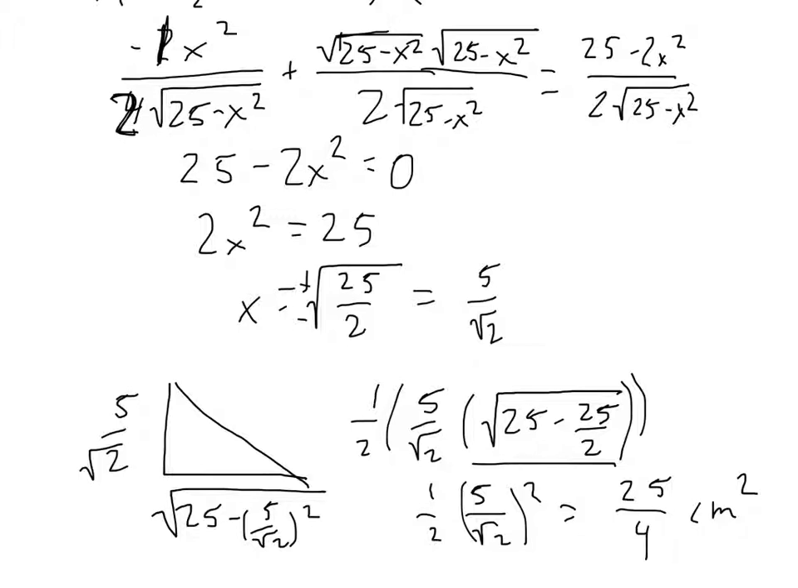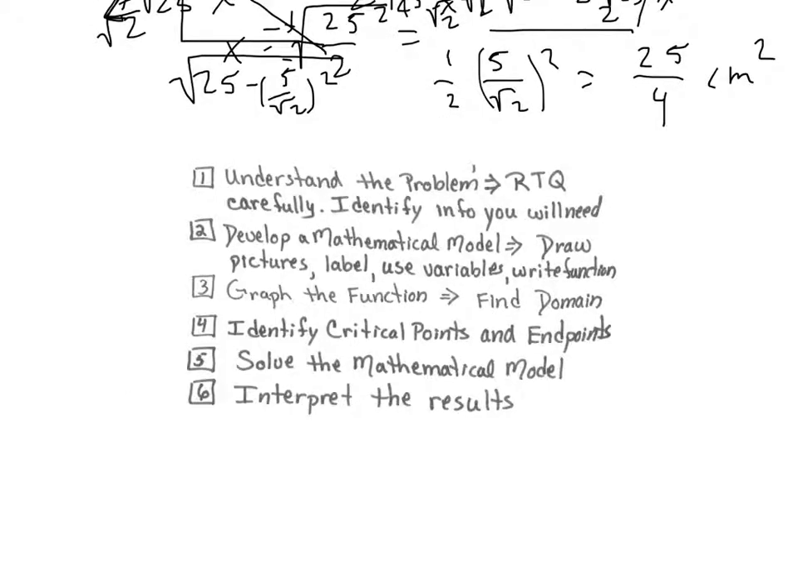Some steps that you might want to write down to follow in order to do these would be as follows. Number 1, read the question carefully. You have to understand the problem. Number 2, develop a mathematical model. Draw a picture, label, use variables, write a function. Number 3, a lot of times it helps if you graph the function and look at its domain. That will help you identify exactly what we're looking at. Number 4 would be identify any critical points and any endpoints.